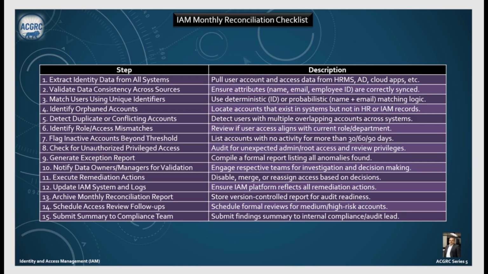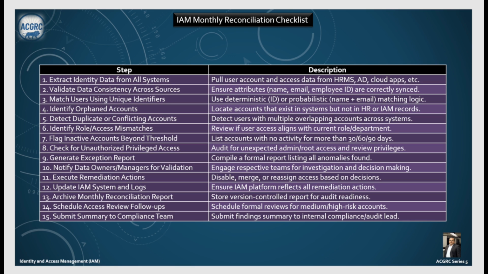Next is the checklist. How to go about it. First, pull user account and access data from HRM, AD, cloud apps, etc. Ensure attributes are correctly synced. Use deterministic or probabilistic matching logic, either ID or name and email, that combination, so that you are accurate to the point.